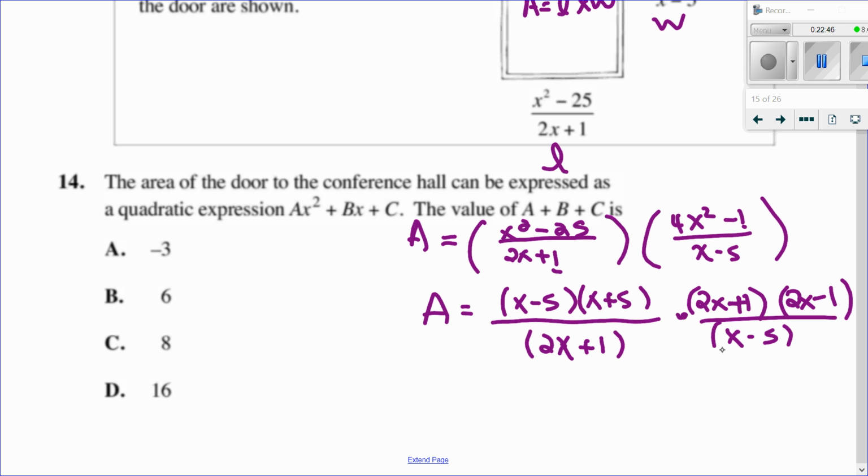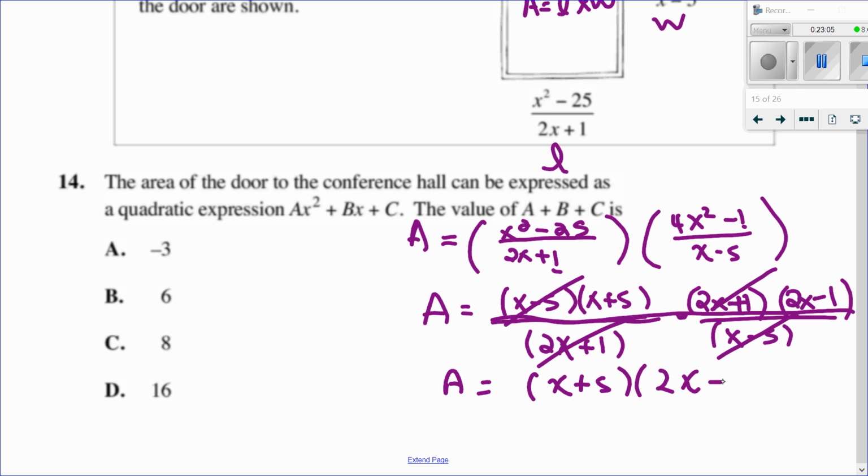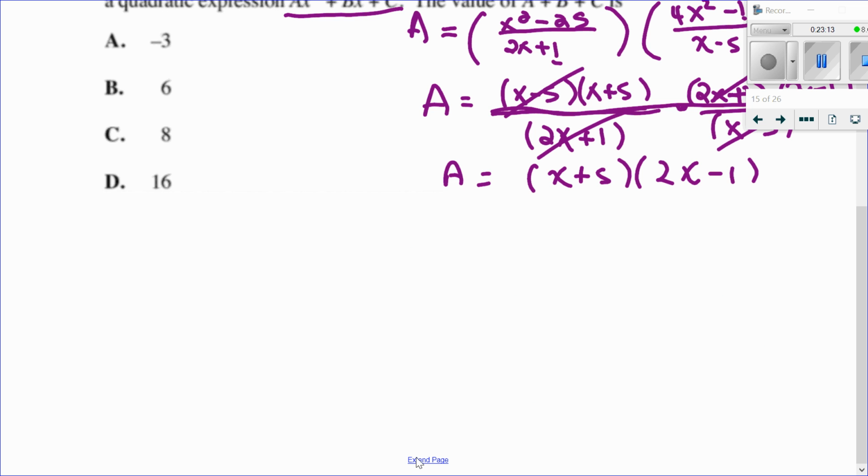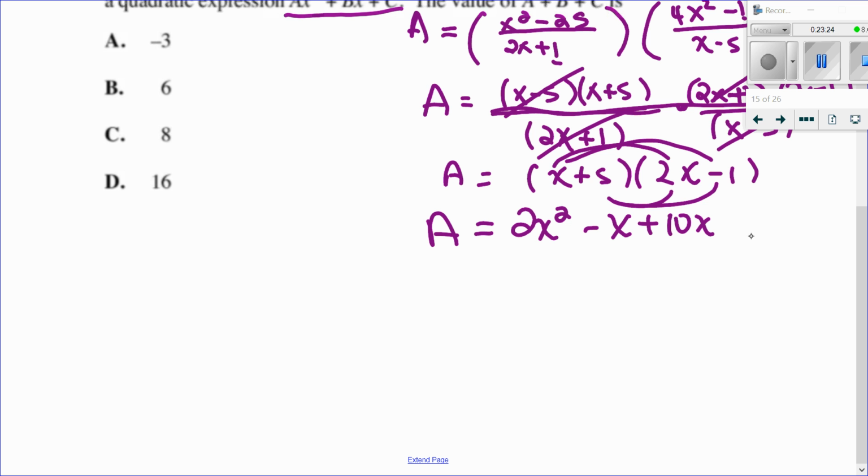Okay. So looking at this question here, since it's a multiplication question, I can combine it as one big fraction and look for things to cancel. So 2x plus 1 cancels, x minus 5 cancels, and I'm just left with my area equals x plus 5 multiplied by 2x minus 1. Now, I would be okay with you leaving it like that, but they want us to write it as a quadratic, which means I need to apply the distributive property. So x times 2x is 2x squared, x times -1, 5 times 2x, and 5 times -1.